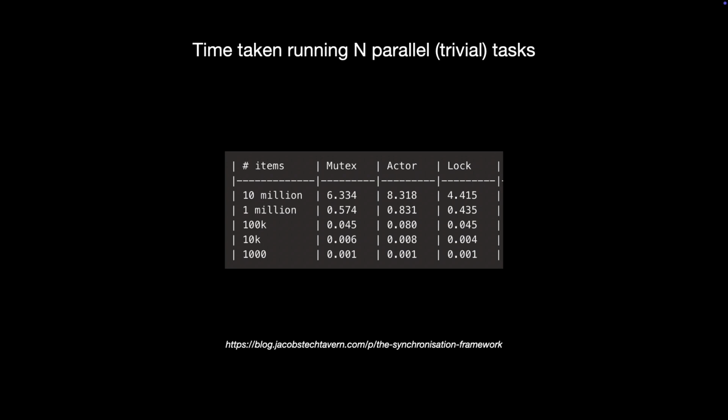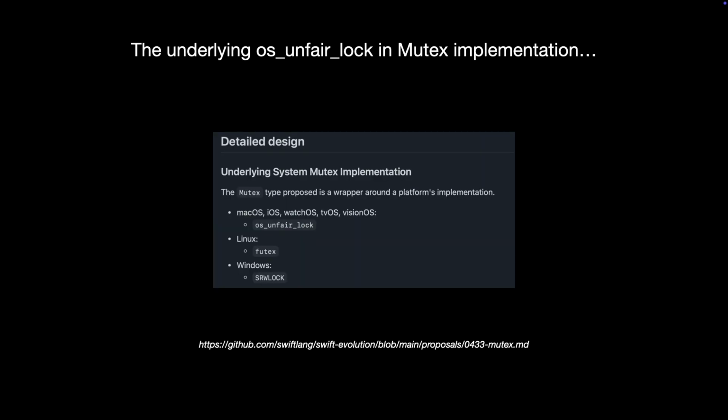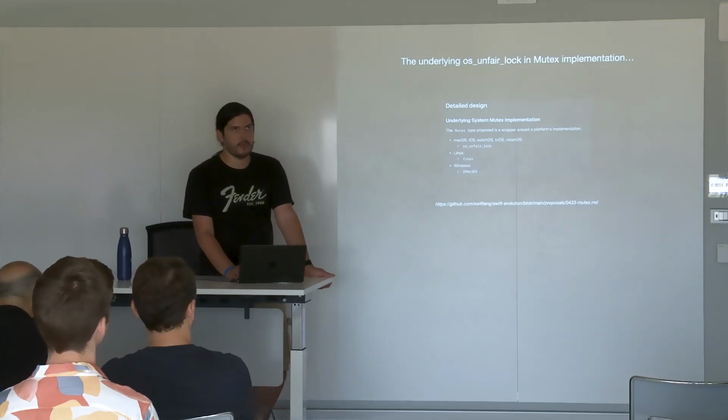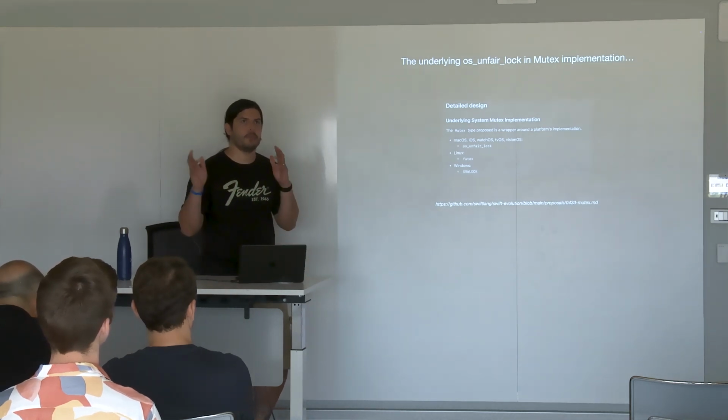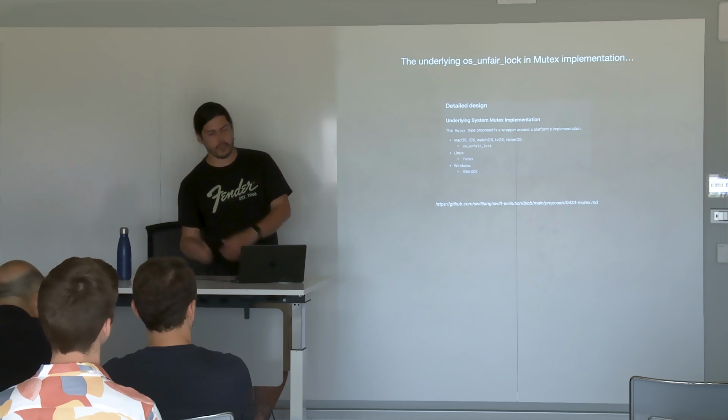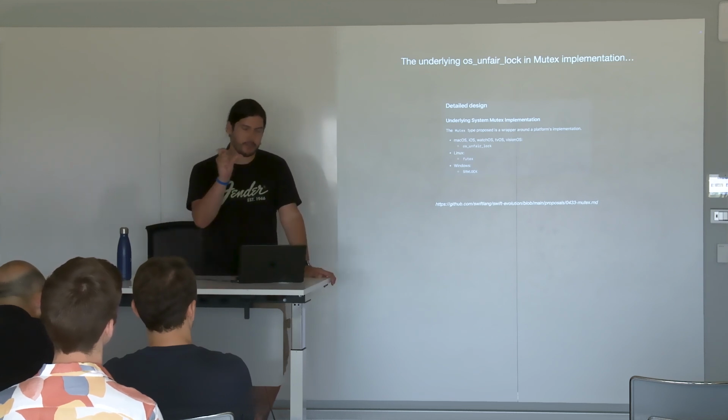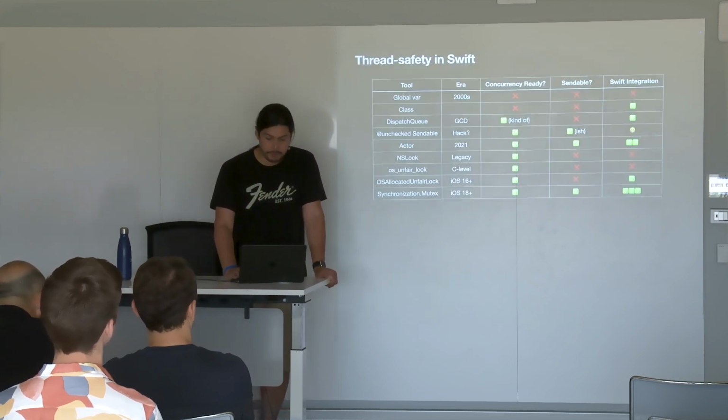And in fact, I was taking a look at the Swift evolution proposal, and I saw that, in fact, the Mutex implementation relies on the OS unfair lock. So then I said, okay, great. In fact, behind the scenes, that's using the fastest lock available, plus you get compile time safety. So the little overhead that you get is compile time safety.